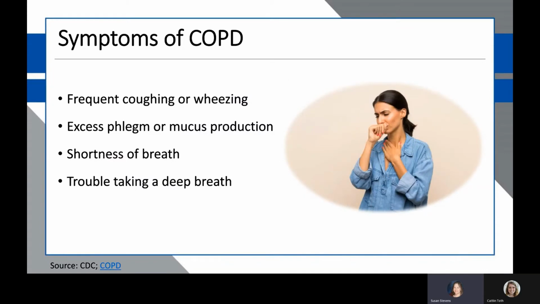Some of the symptoms of COPD are frequent coughing or wheezing, excess phlegm or mucus production, shortness of breath, trouble taking a deep breath.